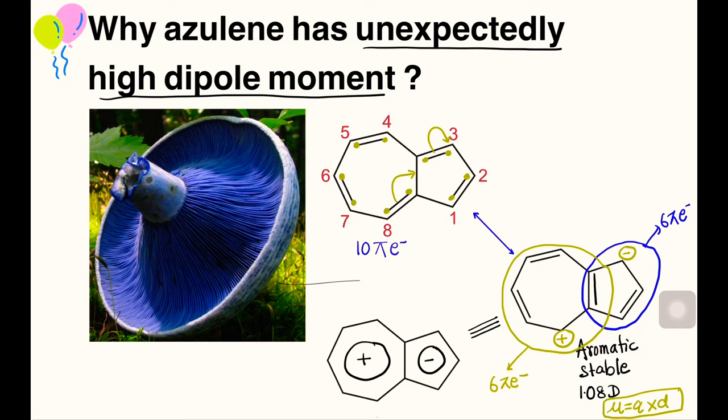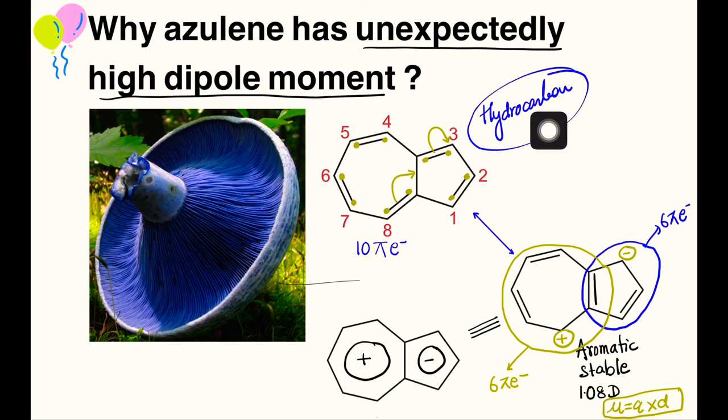Now let's see some more properties of azulene. Azulene is an organic compound, a hydrocarbon. Why do we say it is a hydrocarbon? Because it is comprised of only carbon and hydrogen. It is an isomer of naphthalene. You can see naphthalene has this structure where two benzene rings are fused together. If you see the molecular formula, both are the same.